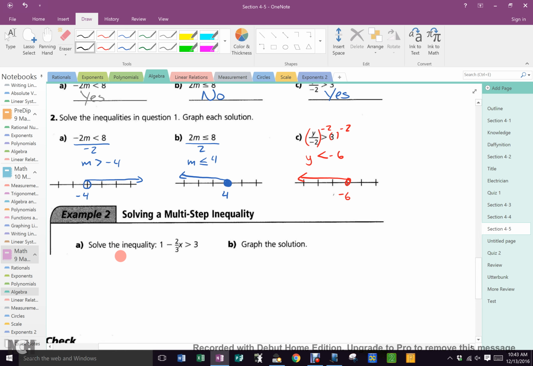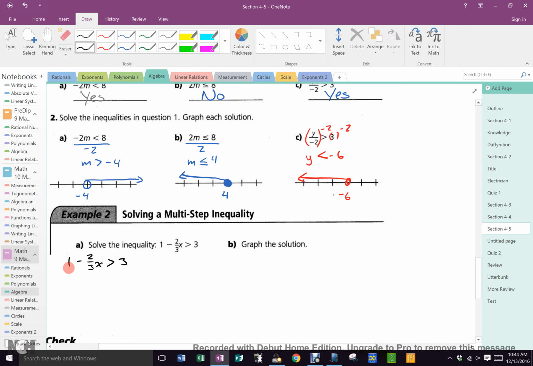So, all we're doing now is the exact same thing. We're trying to get x by itself. We only have to worry about this arrow if we ever multiply or divide by a negative. Okay? That's the only time we have to worry. So, are we going to start with the 1 or the 2/3? 2/3. If I gave you this, Dale, 7 plus 3x equals 19, you would start with the 7, wouldn't you? Yes. So, what are we going to start with here?